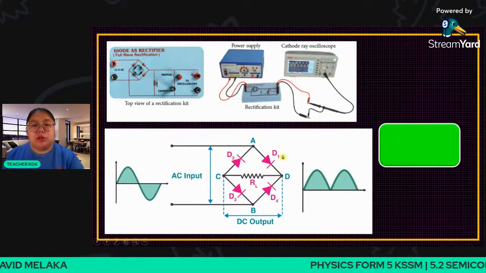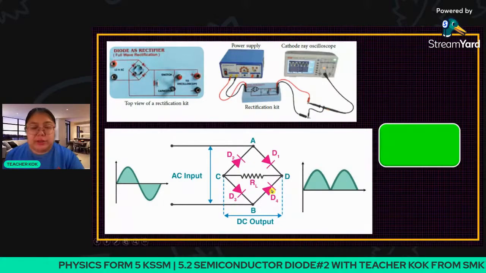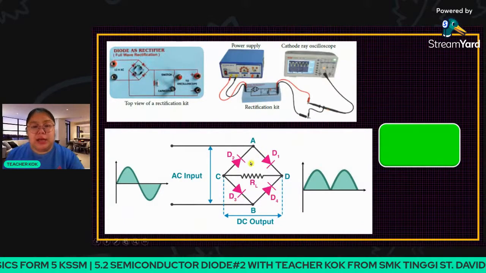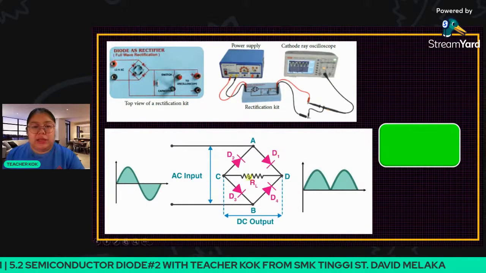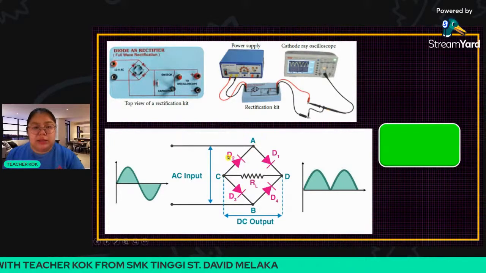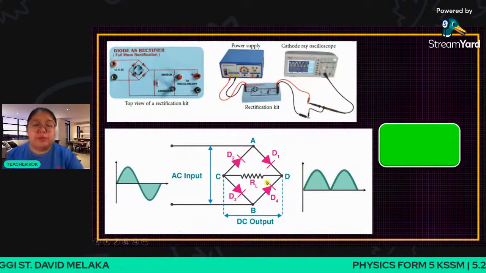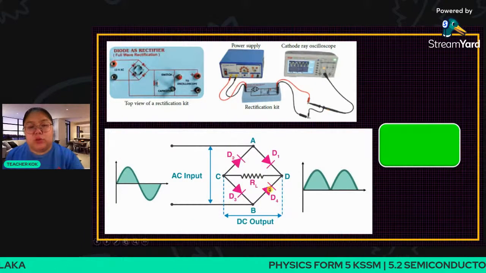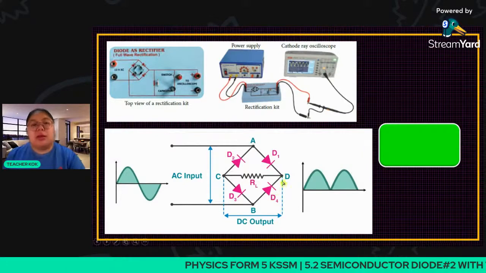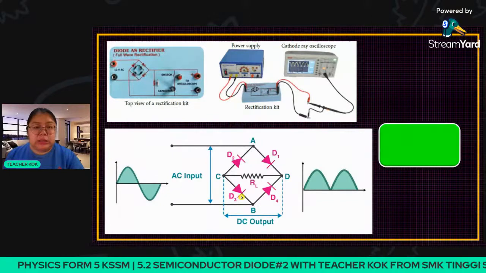So remember, 2 diodes must be forward bias, 2 diodes must be reverse bias. So you can check. D1 and D3 are the same pattern, forward bias. Then D2 and D4, if I go from the top, should be reverse bias. So we can say D2 and D4 are the same pattern. Then D1 and D3 are also the same pattern.